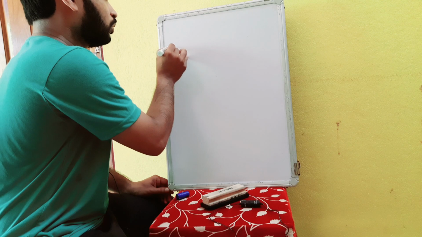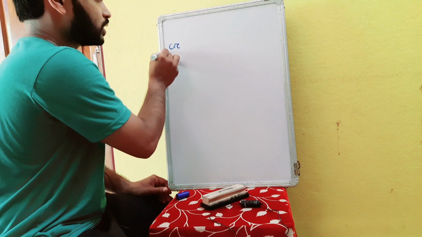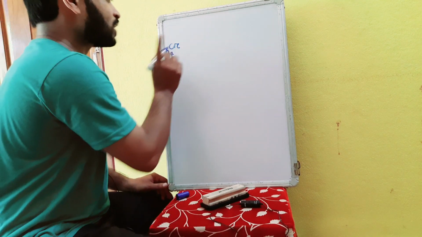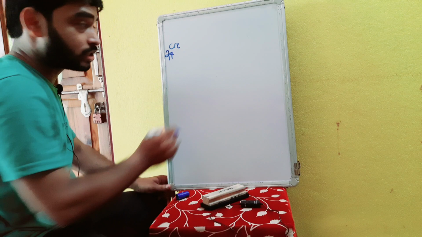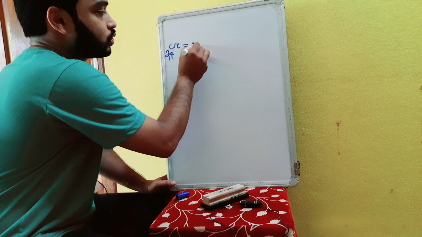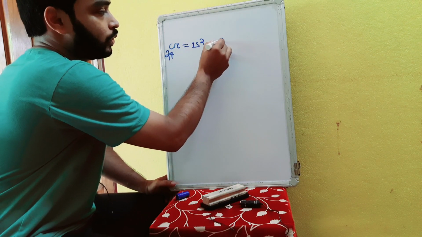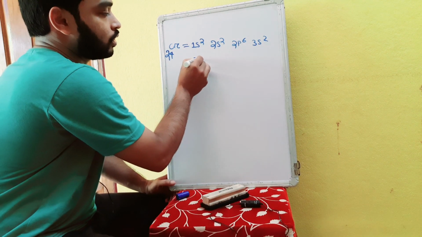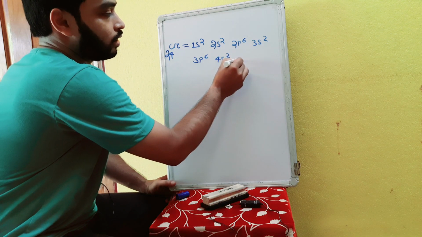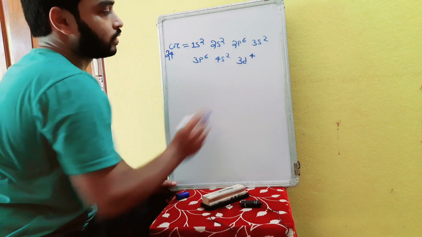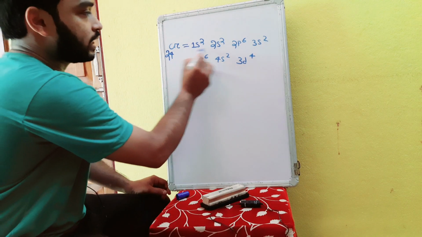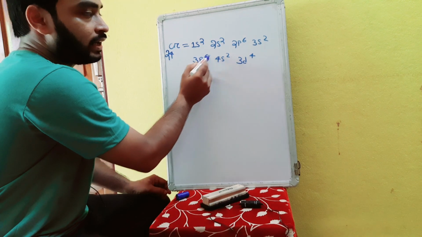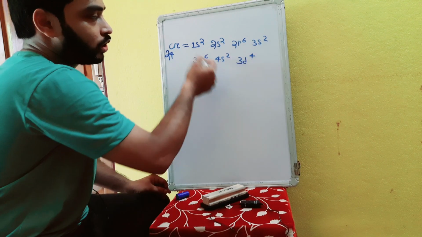So moving to chromium, which has atomic number 24, first we need to draw the electronic configuration, that means 1s2, 2s2, 2p6, 3s2, 3p6, 4s2 and the final one is 3d4. So here there are 10 electrons, then 12, 18, and 20, and the total electrons are 24.